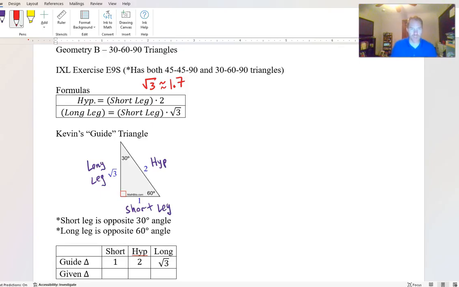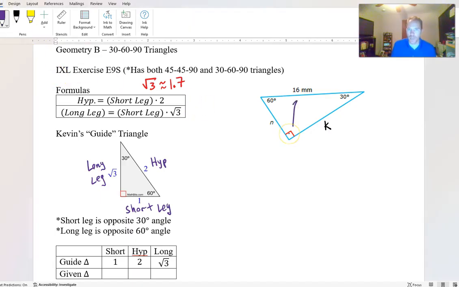So let's do some examples here. This is an example I took from IXL. They give us this side length of 16 millimeters, and they want us to find this side length they marked N. I thought, let's just go ahead and find the other unmarked side length as well. I marked that K. Let's identify these sides before we proceed.